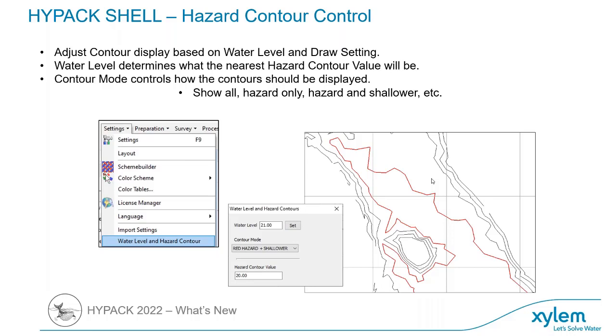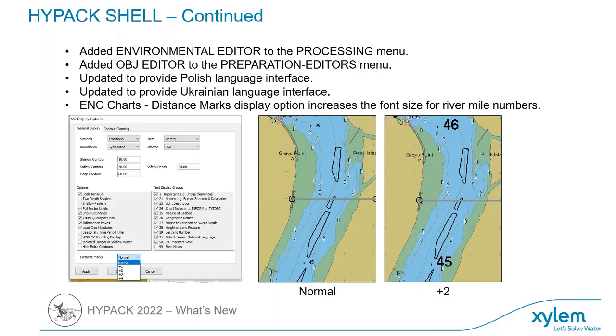Okay, some more features in the shell we've added, and there's more on it later. There's a drop-down for the environmental editor, which is basically a version of our magnetometer editing program. I'll touch on that in a little bit. And also the OBJ editor, which is specific for editing OBJ files, which are 3D shape files, which you can bring into real-time cloud and also now hardware, and we'll touch a little bit on that.